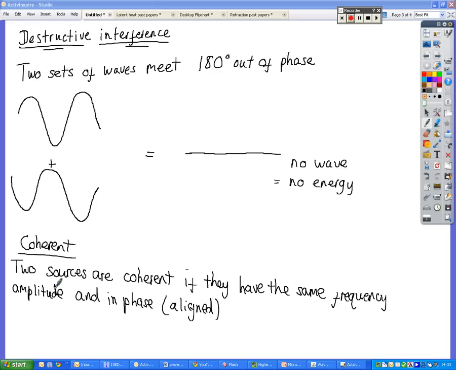Coherent waves are when the two sources have the same frequency and the same amplitude, but are also in phase, because of course you can get two waves that have the same frequency and the same amplitude, but they are not in phase with each other, so won't interfere constructively. Coherent waves, basically, are identical in all aspects.